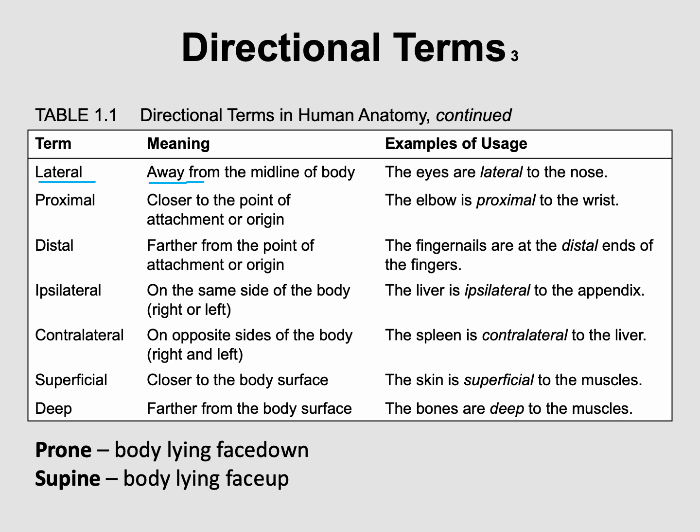Next we've got proximal, and that means it's closer to the attachment or origin point, and mainly this is used for the limbs. So right here we've got the terms proximal and distal. Those two terms are used for limbs. As you see in the example right here, the elbow is proximal to the wrist. So the elbow is closer to the point of attachment or origin to the midsection of the body than the wrist.